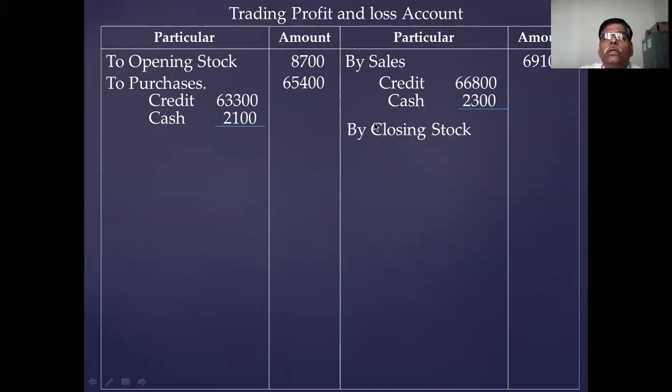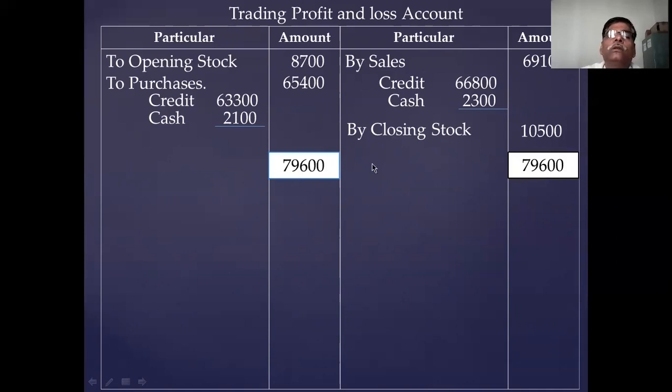Then you take the closing stock. Closing stock is from the closing balance of the account. That is 10,500. Okay, 10,500 is the closing stock. Okay, trading account items completed. You take the total and ascertain the gross profit or gross loss.